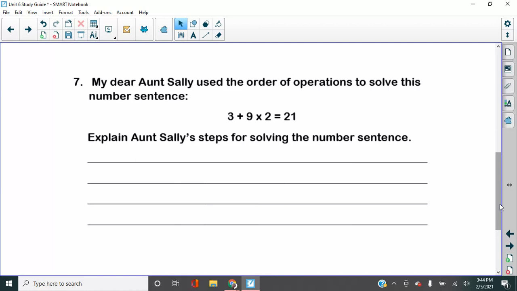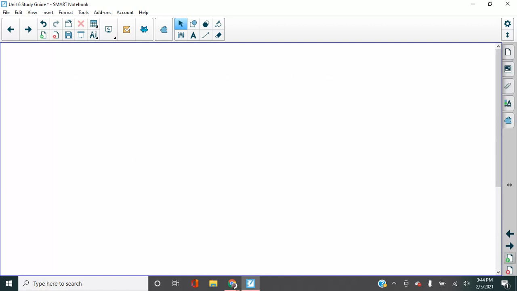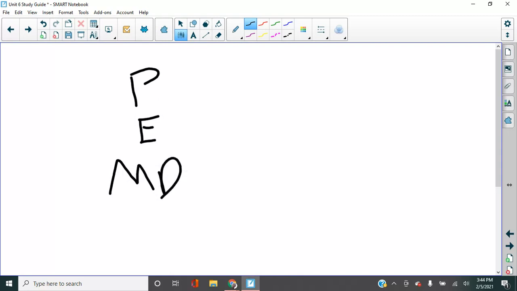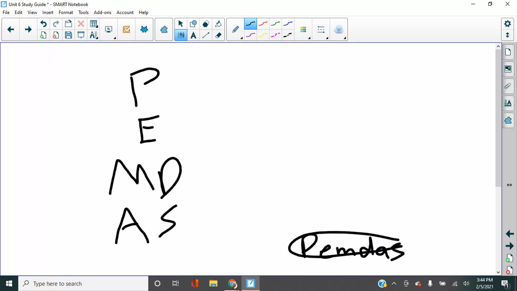Well, let's make sure we remember what my Aunt Sally says. Please excuse my dear Aunt Sally. Now, some people will put this together and say PEMDAS. See all these letters, if they're put in order, they spell PEMDAS. I prefer please excuse my dear Aunt Sally.